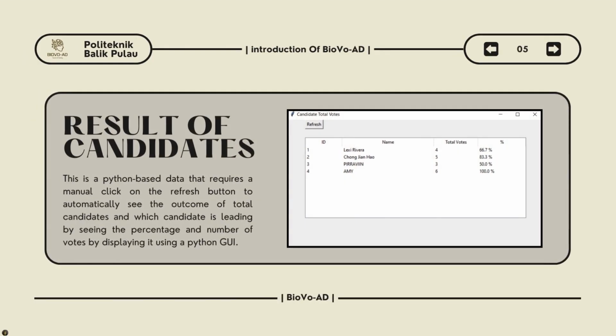So this is the result of the candidates. It is shown in a Python file, candidate total votes. This is Python-based data that requires a manual click on the refresh button to see the outcome of the total candidates and which candidate is leading, by seeing the percentage and number of votes, displayed using a Python GUI. It will list all of the candidates, their total votes in number, and the percentage of the votes that each candidate has received.